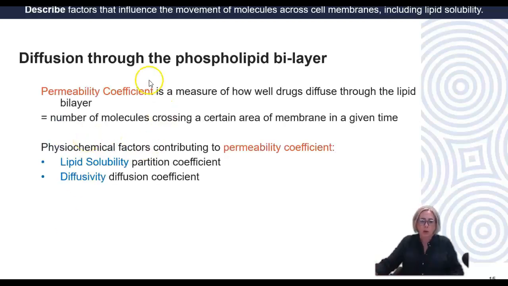Now, the permeability coefficient is a measure of how well drugs diffuse through the lipid bilayer, and it is the number of molecules crossing a certain area of membrane in a given time. And the physiochemical factors contributing to the permeability coefficient are the lipid solubility and the diffusivity itself. So this lipid solubility is really important in determining how well drugs diffuse through the lipid bilayer.